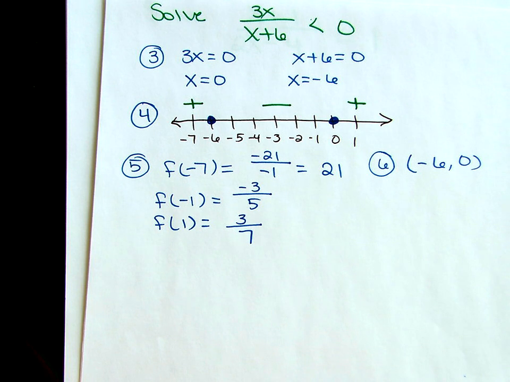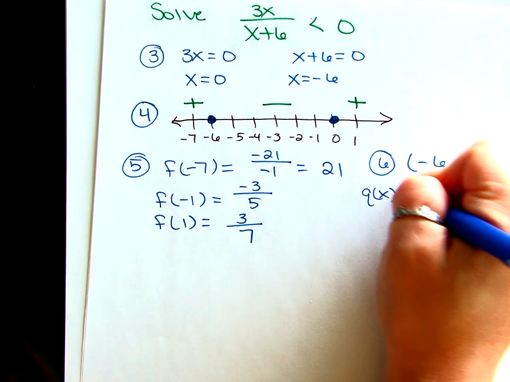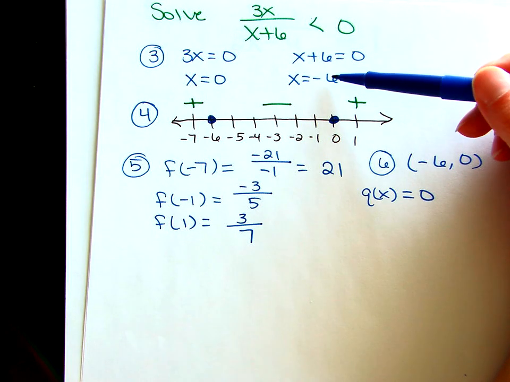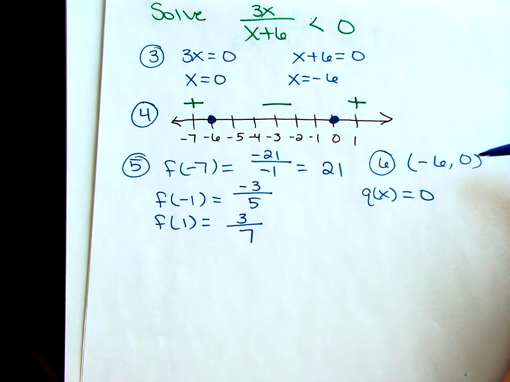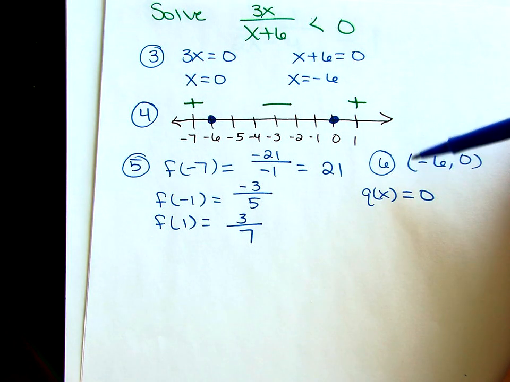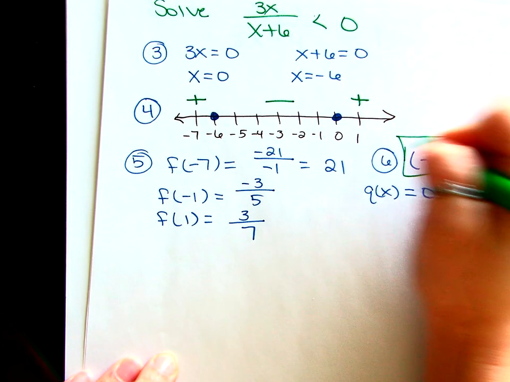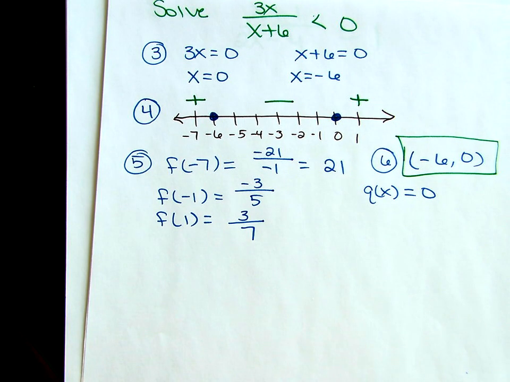Now, this is where I would need to make sure that I'm not accidentally including any of my trouble spots in my solution set. So I need to look at where does q of x, or the denominator, equal 0. Luckily, we already had to figure that out, and that's when x equals -6. But we've already excluded that point because we are strictly less than. So we don't have to take out an additional point. We've already taken out the trouble spot. So our final solution set is this -6 to 0, and it's good. This one played nice. We didn't have to worry about it.